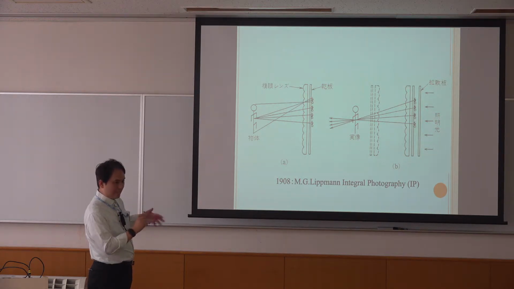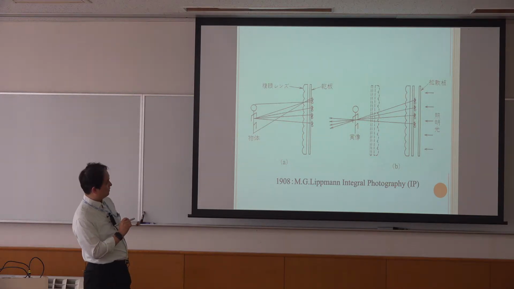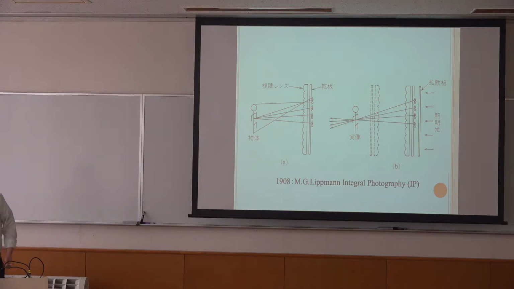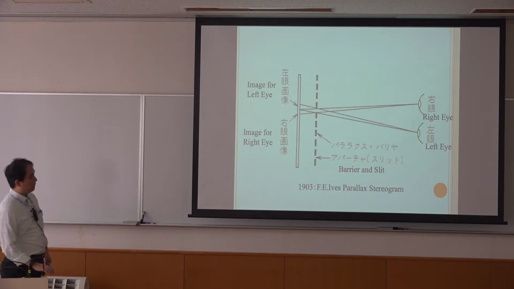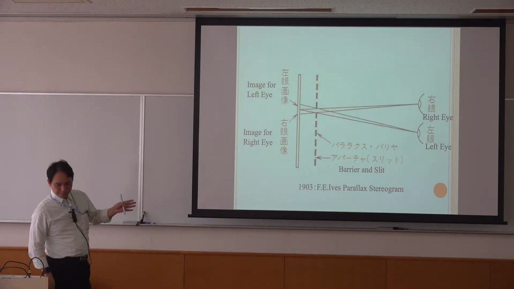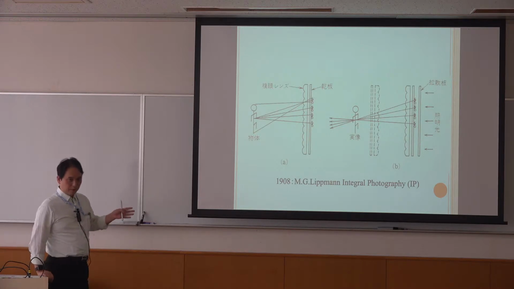At that time, there was no digital image, just a photograph. And this is film. The film is set here and illuminated from the right side. So you can see a 3D real image here. This is very old but the very basic principle of integral photography. Okay, these two are very old but very basic principles. Please remember these two: parallax stereogram and integral photography.